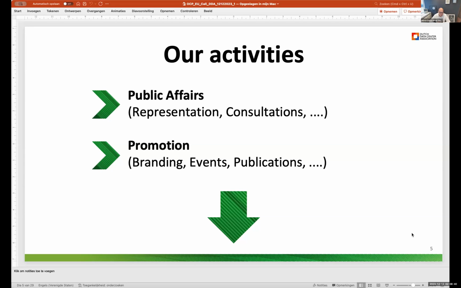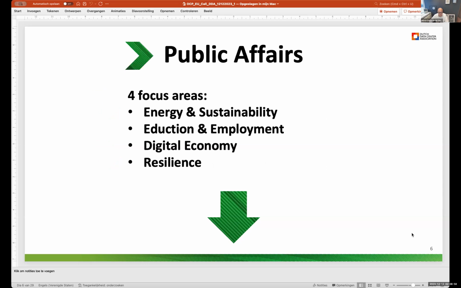But we also have a Green Data Center conference in October, which is more about innovation and sustainability. And we have lots of other small events. We do around 10 publications a year, and these are free to download on our website. In terms of public affairs, we have 4 focus areas: energy and sustainability, education and employment, digital economy, and resilience. And that's where we put most of our time in.